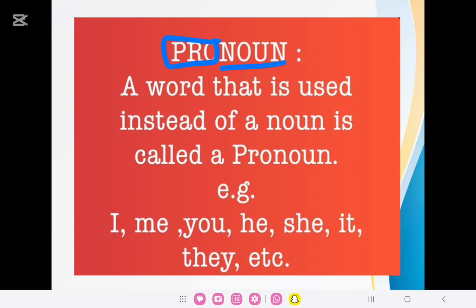In a paragraph, in an essay, in a sentence, when we have the same noun twice, thrice, or 4, 5 times, we use a pronoun instead of repeating that noun. These are words, you know them, like I, me, you, he, she, it, they, etc. And it has different kinds also.